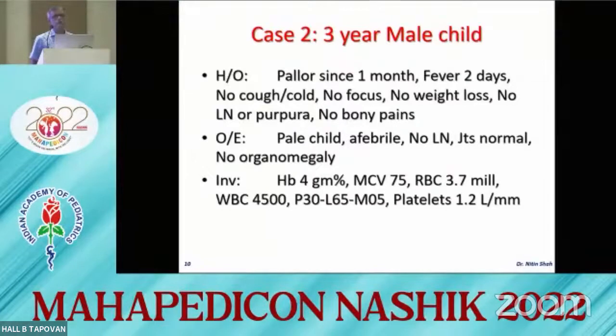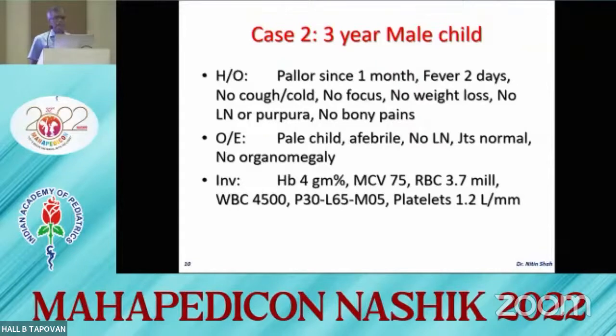If you look at the NFHS-5, the National Family Health Survey 5 data, which has just come out, including Maharashtra and Gujarat, the prevalence of anemia is 65 to 70% in children. So it's a rule that a child who comes to your clinic is going to be pale, especially more in the periphery, more the underprivileged children, more likely to be having pallor because of nutritional anemia. So this child has just been pale since 1 month and fever for 2 days.